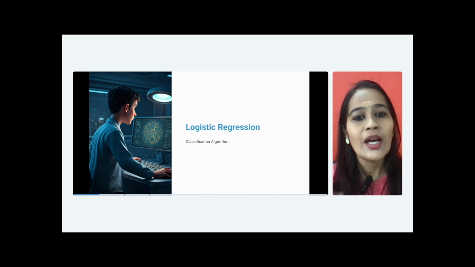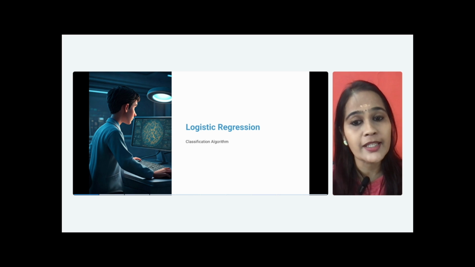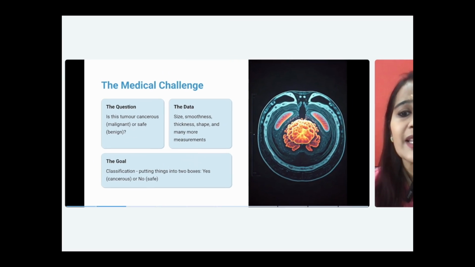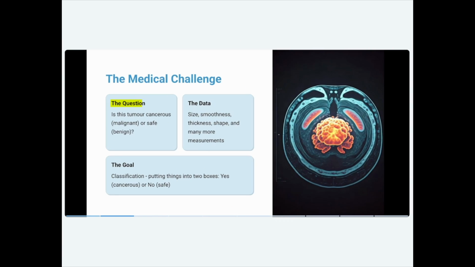In today's video, let's build a simple classification model, logistic regression. First, let's understand what logistic regression is with the help of a problem statement. Let's take a healthcare example. Suppose doctors want to figure out if a tumor is cancerous or safe. They collect measurements like size of the lump, smoothness, thickness, shape, and many more.